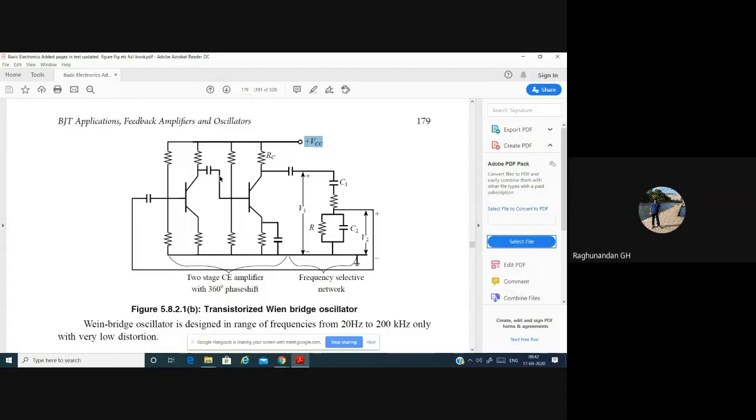We are interested to get only that sinusoidal AC signal, but because of the usage of this plus VCC and this ground, minus VE, you know that plus VCC and minus VE is a DC supply. So if a DC signal is getting added to this AC signal, then the output given out will be a mixture of AC and DC. But our intention is to get only the AC signal. So we use this capacitor.